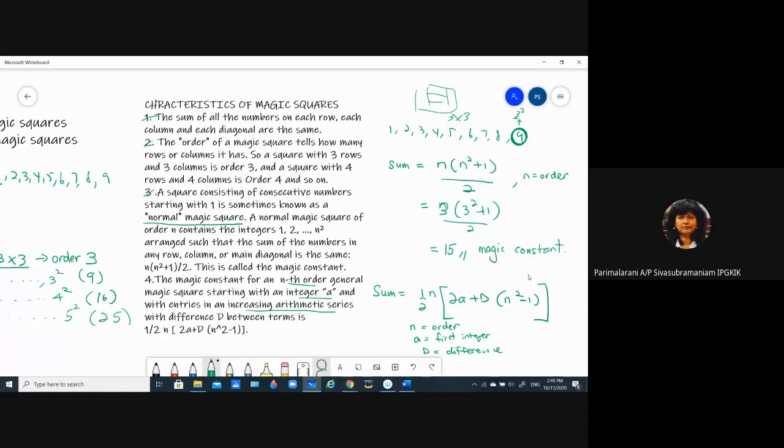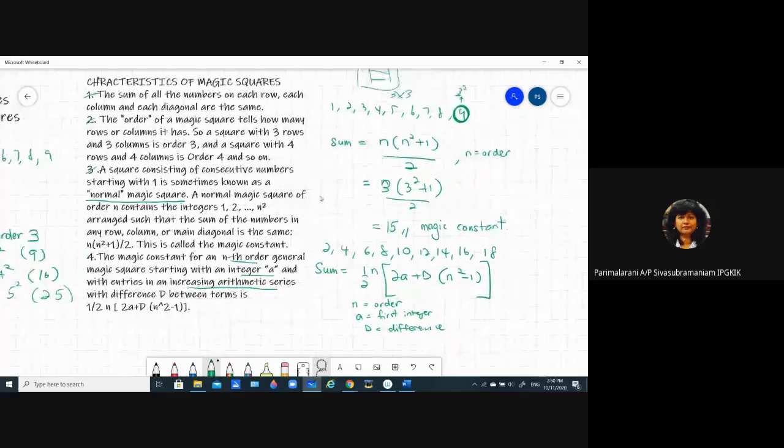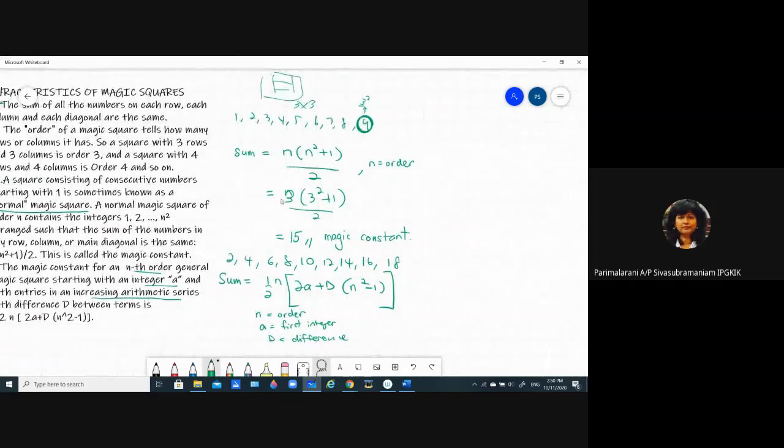For example, let's look at this. So we have 2, 4, 6, 8, 10, 12, 14, 16, 18. How many numbers are there here? 5, 6, 7, 8, 9. So I have 9 numbers here. What is the first number here? 2. Yes. So because the first number is 2, therefore a is equal to 2.